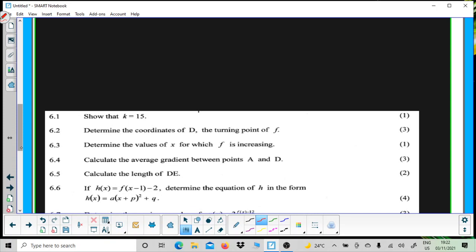You were supposed to show that k is 15, okay? You're supposed to determine the coordinates of the turning point. Determine the values of x for which f is increasing. All right, so at least I have something to talk about here.